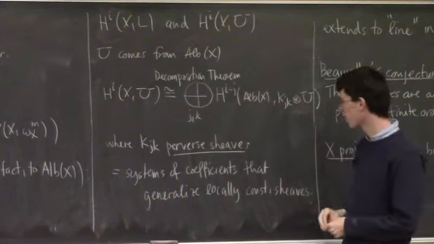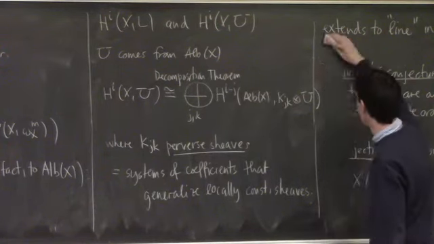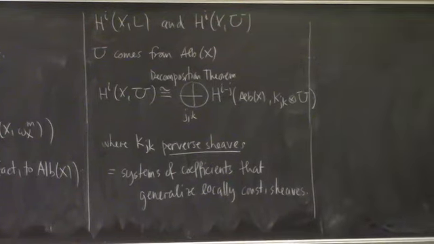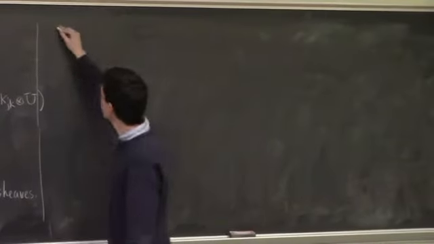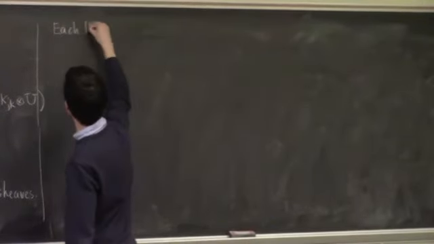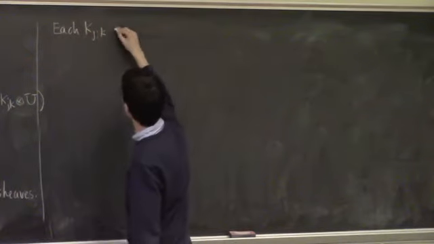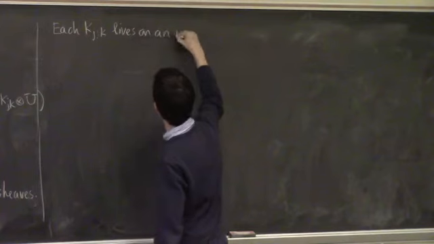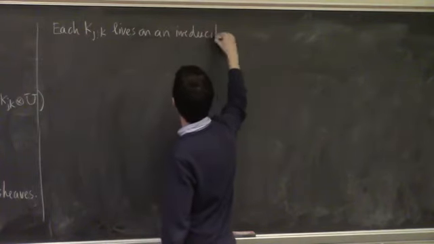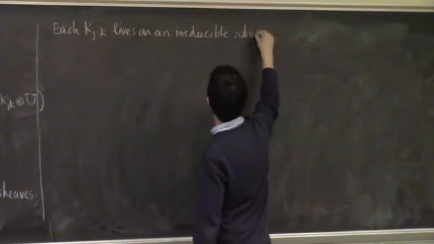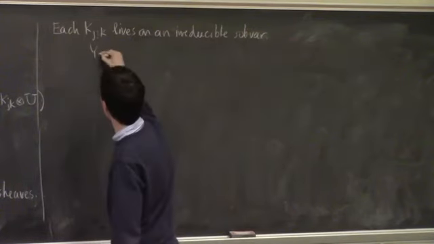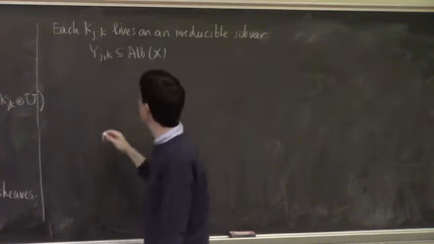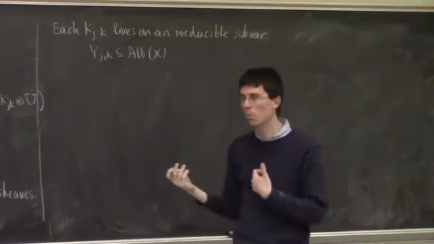What's so perverse about these sheaves? Let me say this here. So what are they actually? Each of these lives on some irreducible subvariety, say Y_jk, inside of alpha. And in fact, it's not a sheaf, but it's actually a whole complex of sheaves.